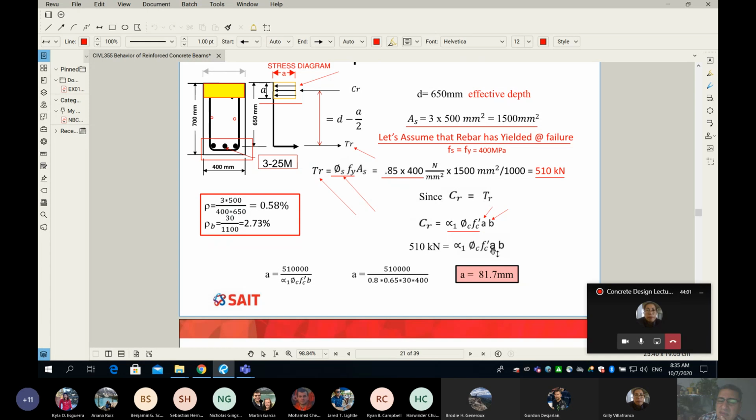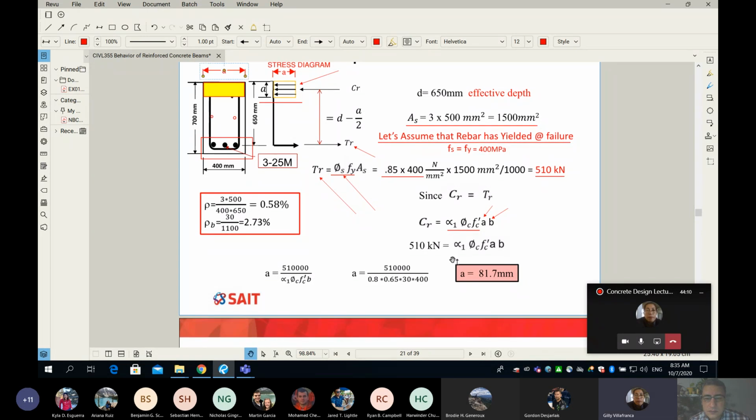Okay. When we do so, look at what we have and what we don't have. So alpha 1, what do you think? Let me ask you guys, and please speak out. What's the value of alpha 1? 0.8. So the alpha 1 is 0.8. Thank you so much. Somebody else, please. How about the phi c? 0.65. Okay. Fc dash is your concrete compressive strength, which is known for our beam.